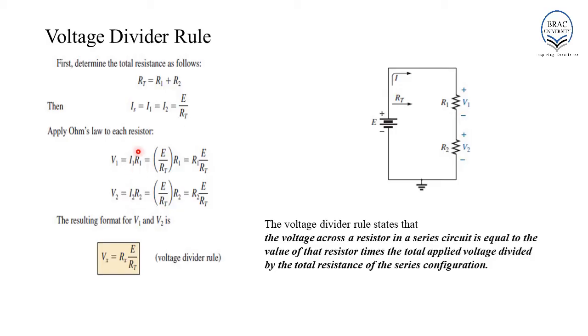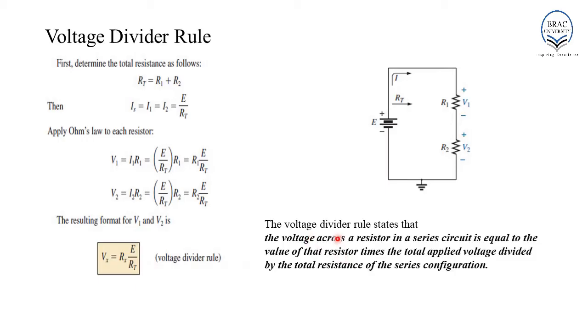We know that I1 is equal to E by RT. Now, if we substitute this variable over here, then the equation becomes V1 is equal to R1 multiplied by E divided by RT, and V2 equals R2 divided by RT times E. So basically the resulting format for V1 and V2 can be written as Vx equals Rx by RT times E.